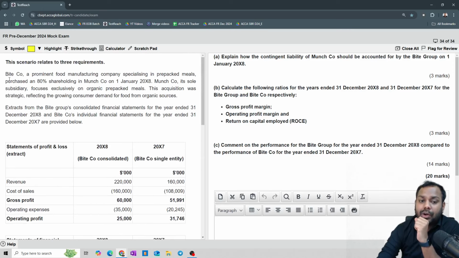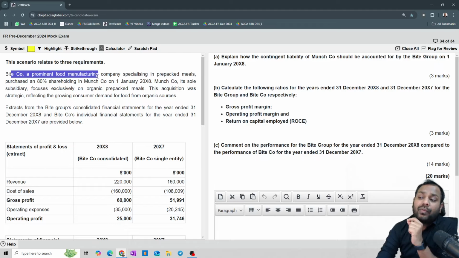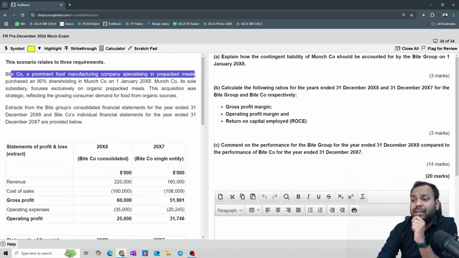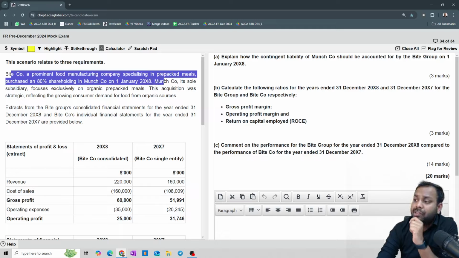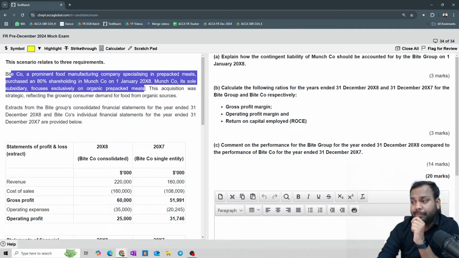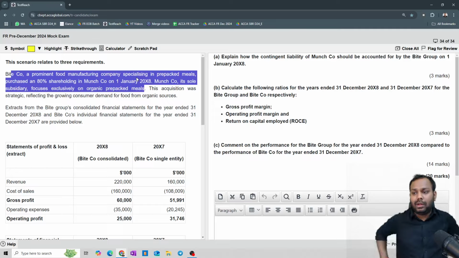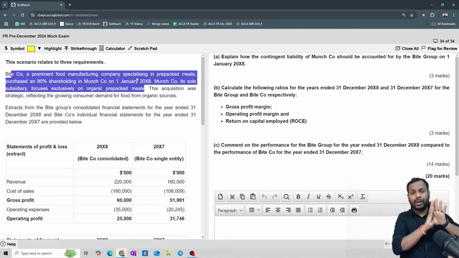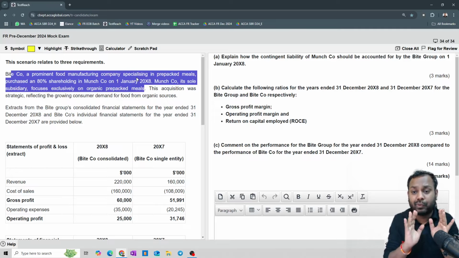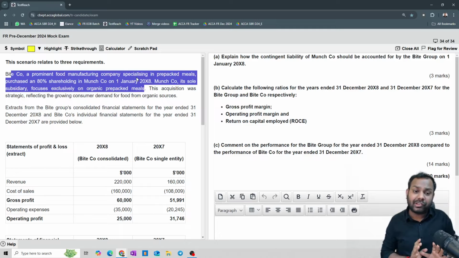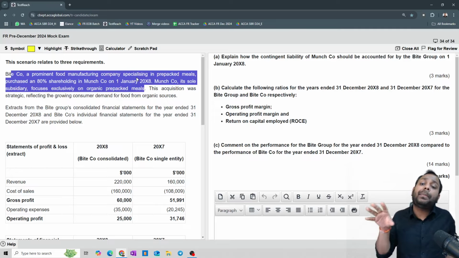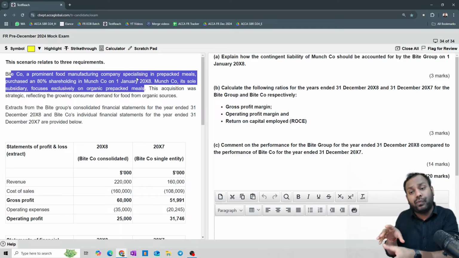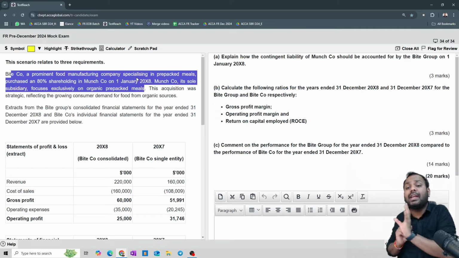Okay, now, so what is the introductory paragraph? Byte company, a prominent food manufacturing company specializing in pre-packaged meals, purchased an 80% shareholding in Munch company on 1st January 2008. Munch company, its sole subsidiary, focuses exclusively on organic pre-packaged meals. Understand? Byte company is a food company which sells pre-packaged foods. It acquires a subsidiary, Munch company. That Munch company also sells pre-packaged foods, but Munch company sells exclusively organic foods only.